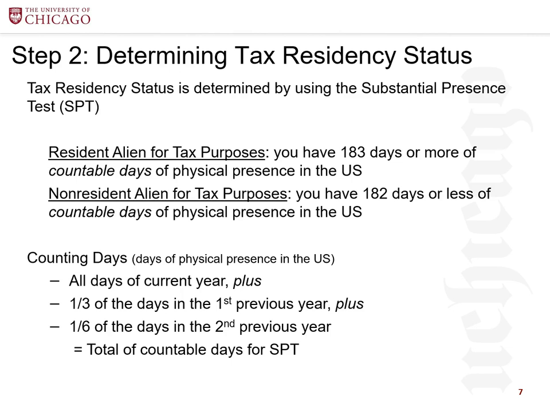And to get a little more specific about it, when you're counting days of physical presence in a given tax year, you do also look back to two prior tax years. So for 2018, you'll look back to 2017 and 2016, but you won't count each day of presence as a whole day. Your days of presence in 2017 would be divided by 3, and your days of presence in 2016 would be divided by 6.